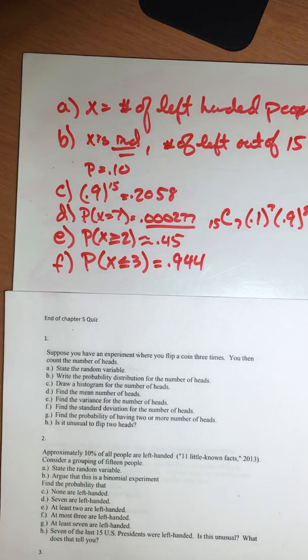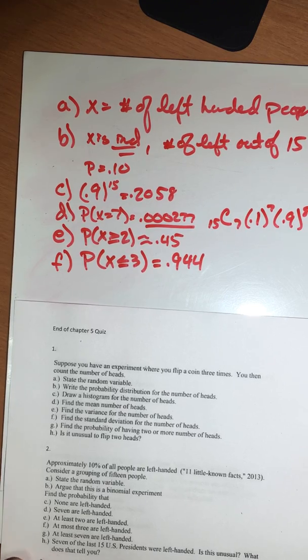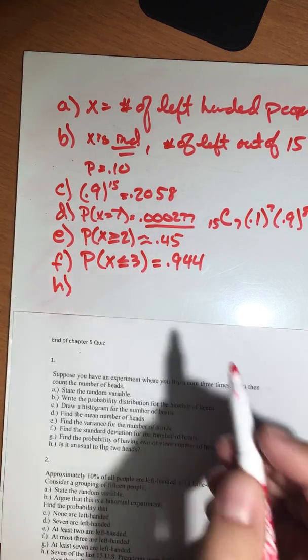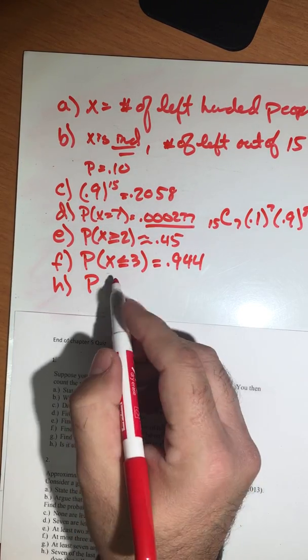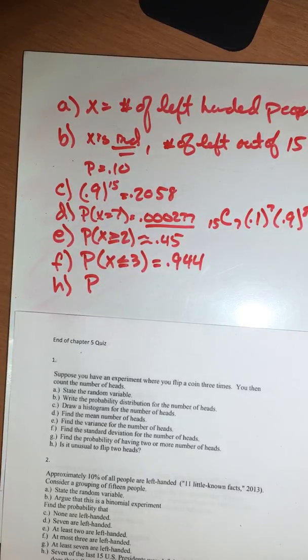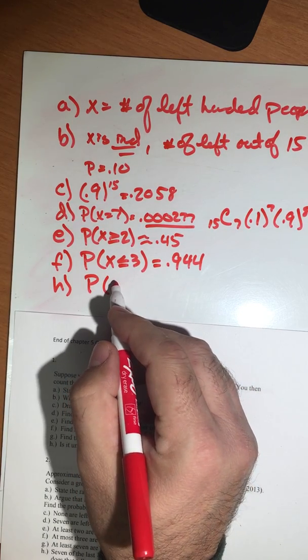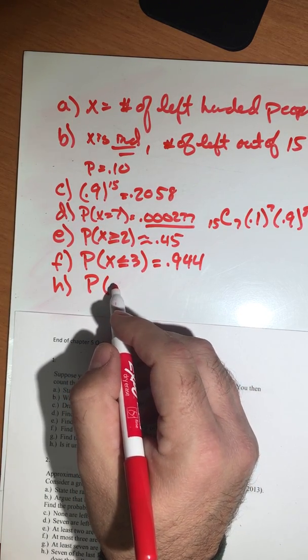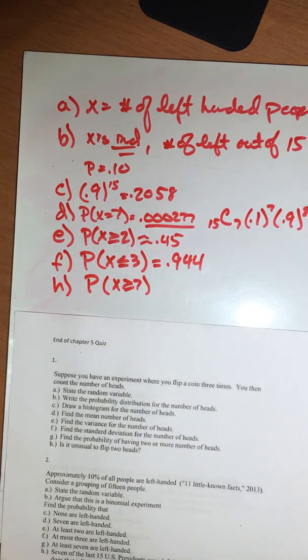And then H, 7 of the last 15 presidents were left-handed. Is this unusual? What does that tell you? All right, so for H, let's see, 7 of the last 15. What's the likelihood that we had 7 or more? So the probability that X is greater than or equal to 7.